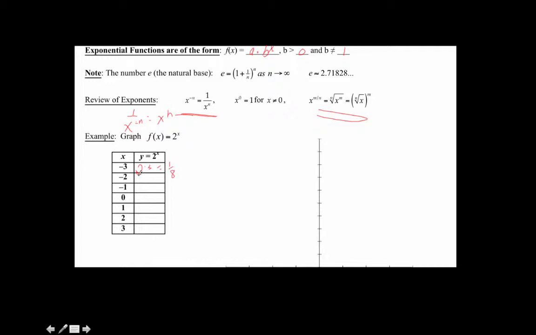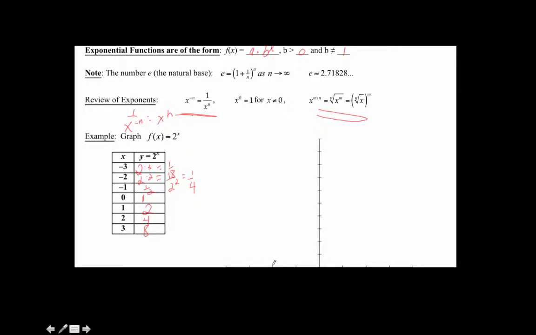And then we have 2 to the negative 2. And the 1/8 came from 1 over 2 to the 3. So this is 1 over 2 squared is 1/4. 2 to the negative 1 is 1 over 2. 2 to the 0 is 1 because everybody to the 0 is 1. 2 to the 1 is 2. 2 squared is 4. 2 cubed is 8. And these you could have put into a calculator if you'd needed to. If you put in 2 power negative 3, it'll say 0.125, but that is 1/8.